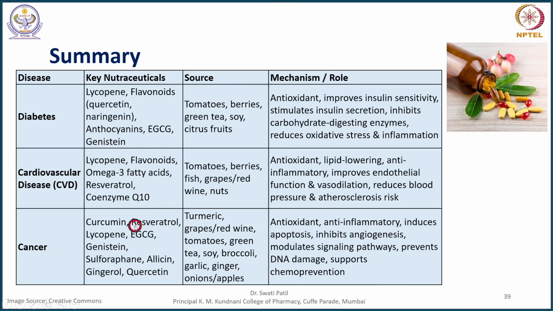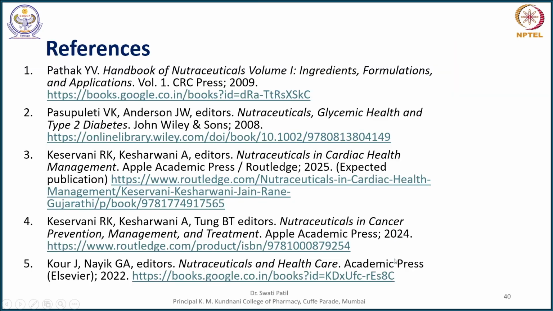For cancer, again we have curcumin, resveratrol, lycopene, and this also acts as antioxidant, anti-inflammatory, induces apoptosis, inhibits angiogenesis, and modulates signaling pathways. Angiogenesis is the formation of new blood vessels. When new blood vessels are formed, they supply growth to the cancer cells or a tumor. So, when you cut off the blood vessel supplying blood to a tumor, the tumor dies. Inhibiting angiogenesis is a way to reduce the tumor and cancer. It prevents DNA damage and supports chemoprevention.